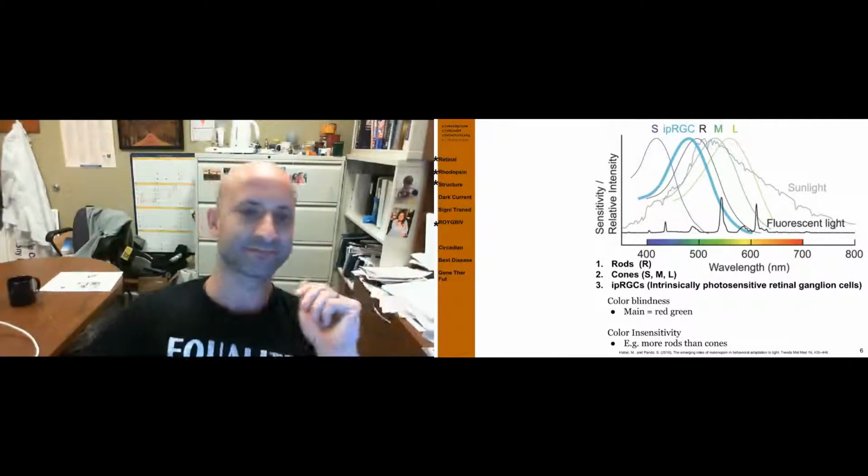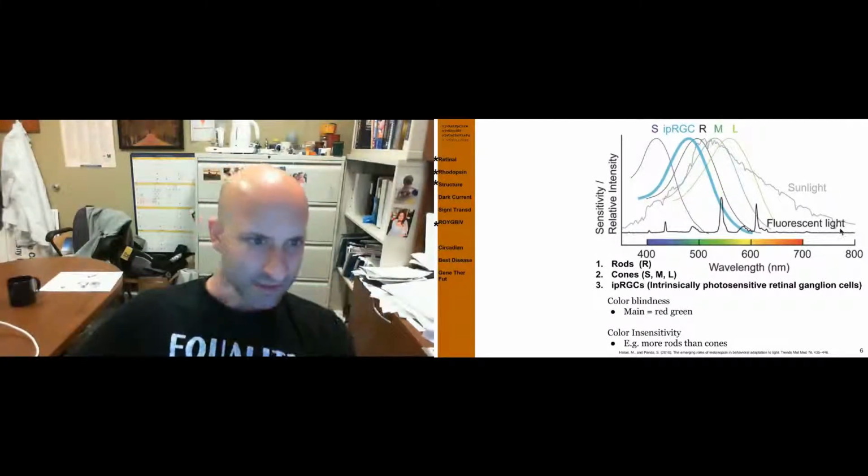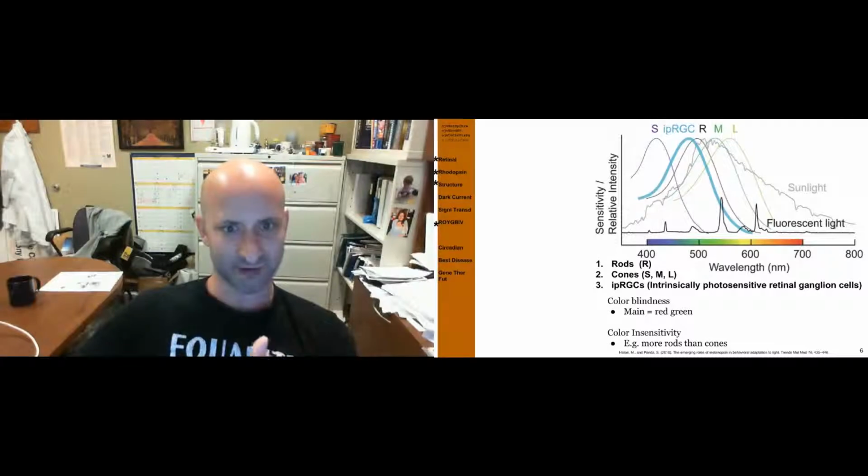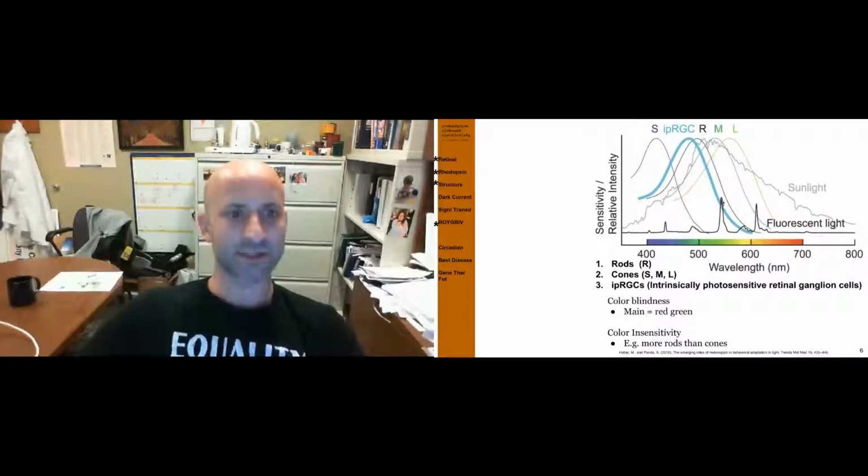In the background here in this gray line, you see what sunlight is. And so it's black body radiation. It's basically very broad. This is, I think, at 10 a.m. in California. And then in this black line here, you're seeing fluorescent light.